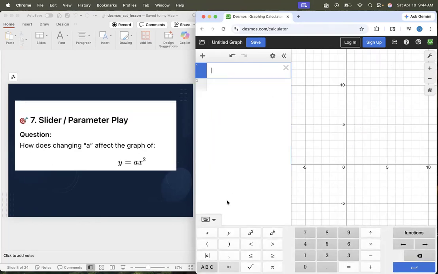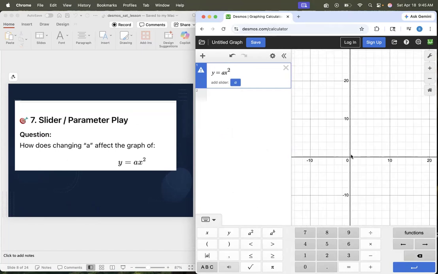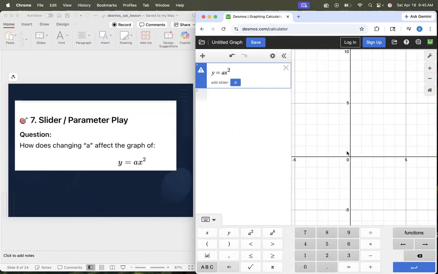And the last one, slider is your key. Sometimes they give you a variable, you don't know what to do with it. Write the equation down, get yourself a slider, and move the variable back and forth and see what happens to the graph. Same thing. I have y is equal to what? a x squared. And this is your graph. Why did it go away? Because the system does not know a.